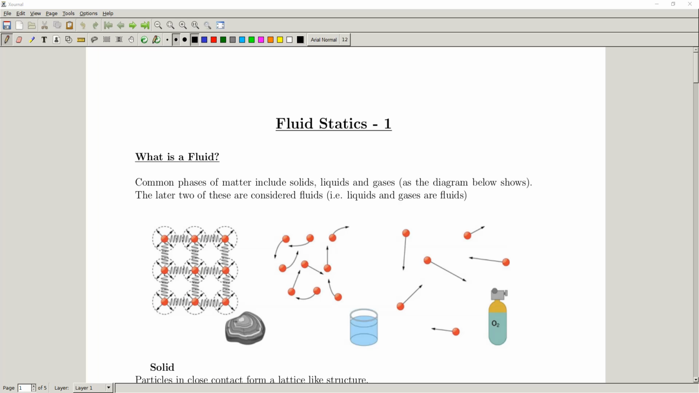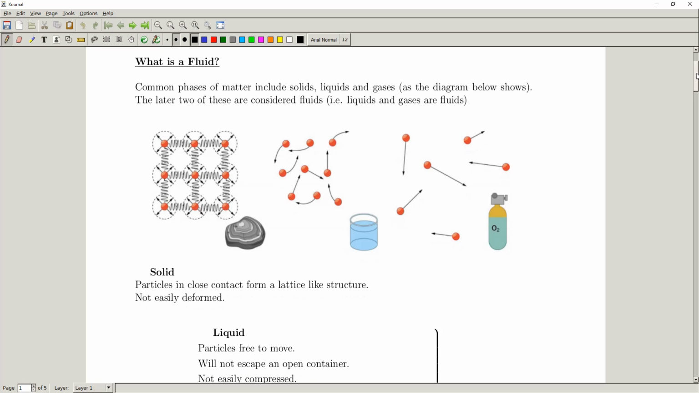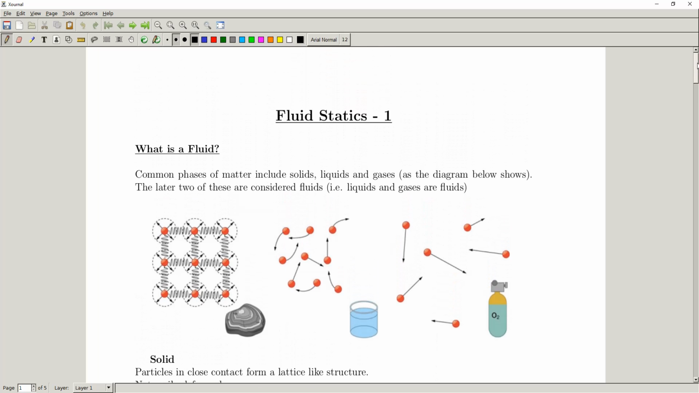Okay, and so let's get right into it here. I'm going to follow the text fairly closely on this one. So the textbook starts off talking about what a fluid is. I'm not going to go into this too much. I think that we pretty much all have an intuitive understanding of what a fluid would be.